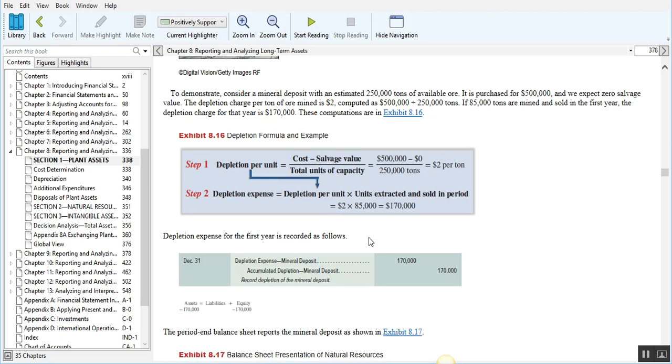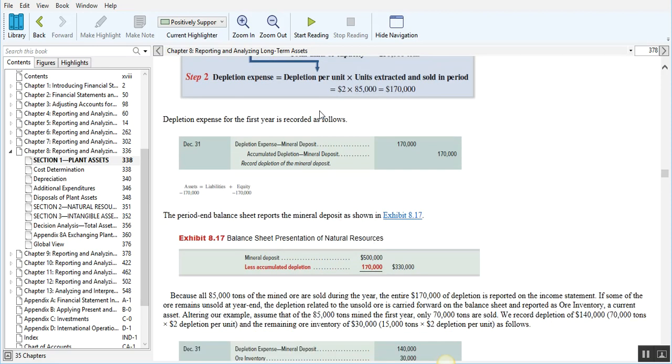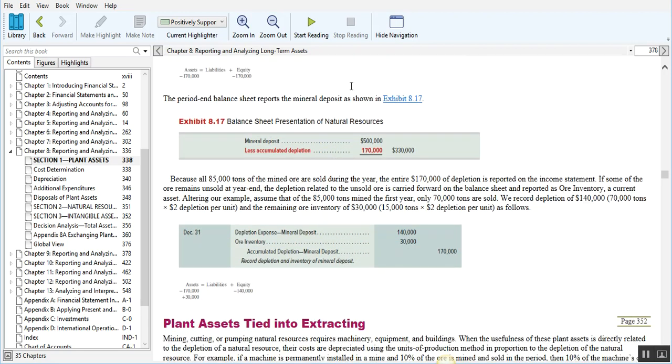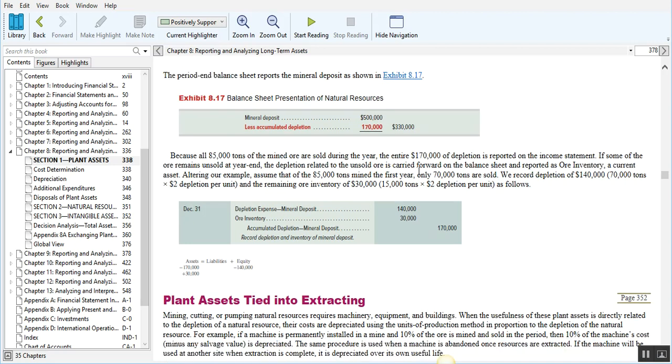So depletion expense for the first year would be recorded like this. We calculate $2 times 85,000 tons to get $170,000 in cost. So depletion expense would be $170,000. Accumulated depletion would be $170,000. If we showed it on the balance sheet like this, we'd have an account for mineral deposits minus accumulated depletion, and we would have a book value for those deposits.